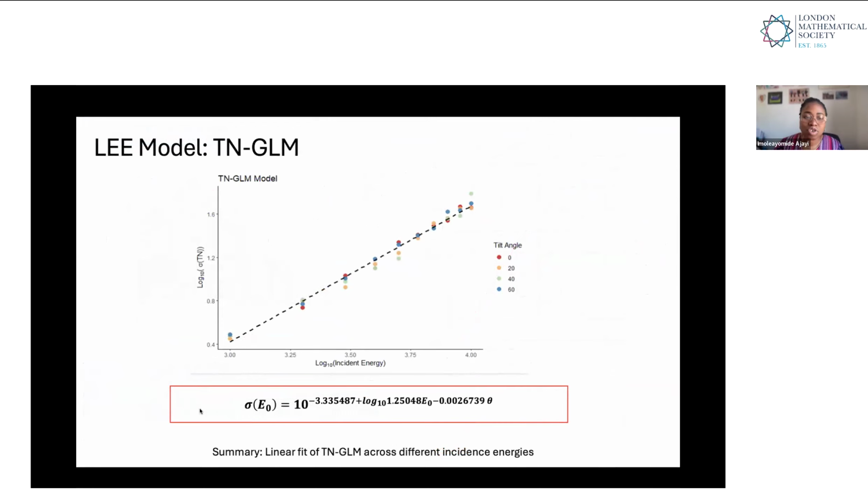So moving on, this slide is really key towards the low energy electron model, TN-GLM. It shows that at different energy levels, at different primary energy, our model behaves well for different tilt angles and incident energy, which is the energy at which the electrons first came into the sample.